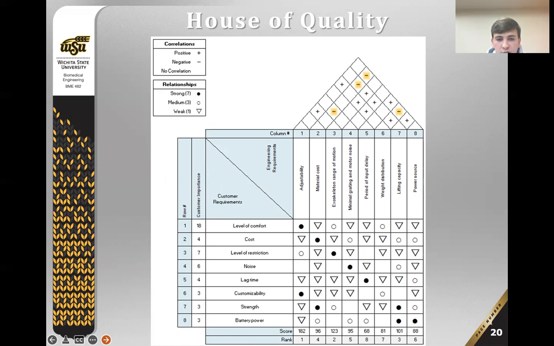The correlation between engineering characteristics is also shown at the top of the diagram and indicated as positive or negative by the plus and minus symbols. A more detailed description is provided in the report.